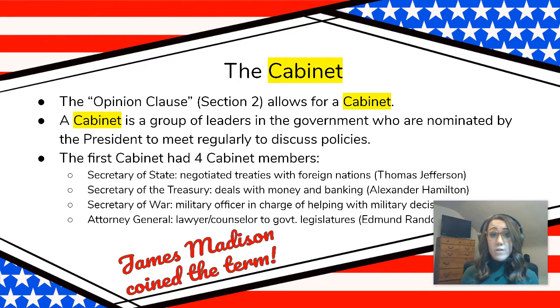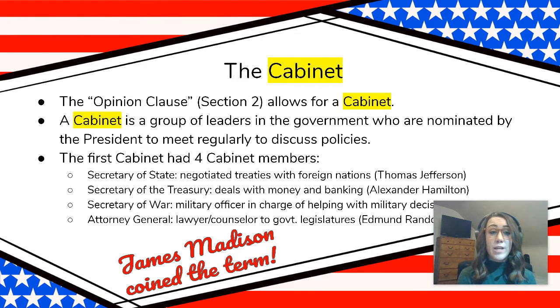So, the very first cabinet had four people on it. The first was the Secretary of State. So, the Secretary of State is the leader of the Department of State, if that makes sense. So, the Secretary of State negotiates treaties with foreign nations. That has been important since the very dawn of our country, which is why there are only four here. We now have 16, so we've added them as we've needed them. This is what we started with.